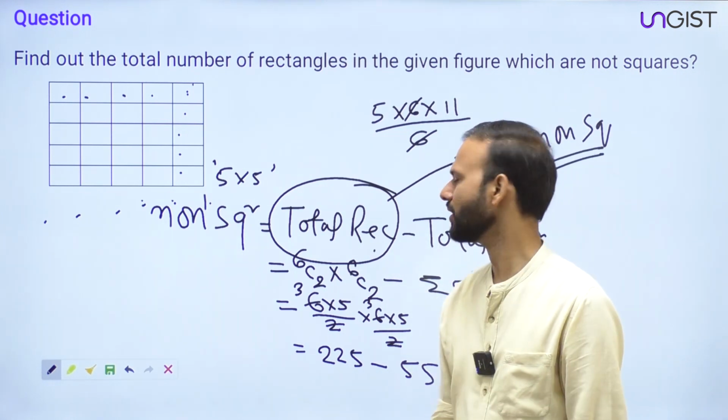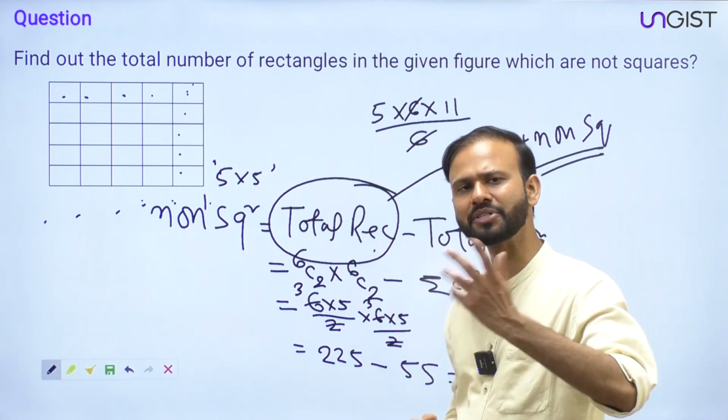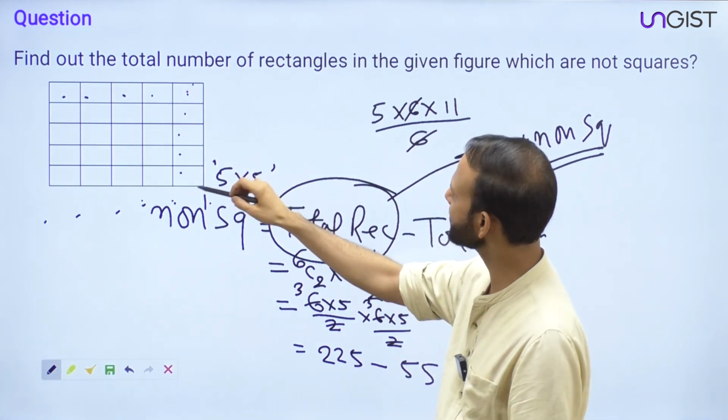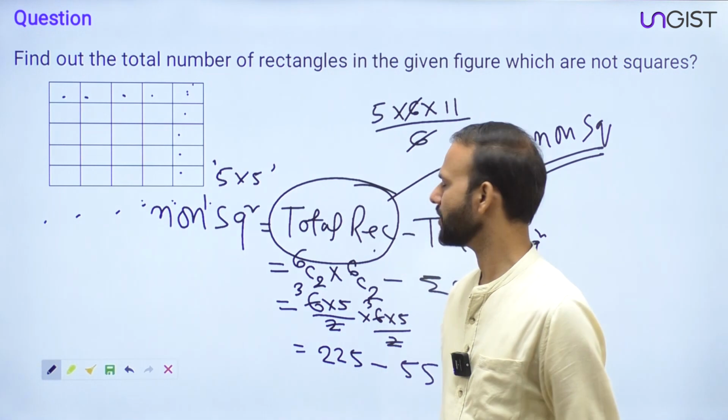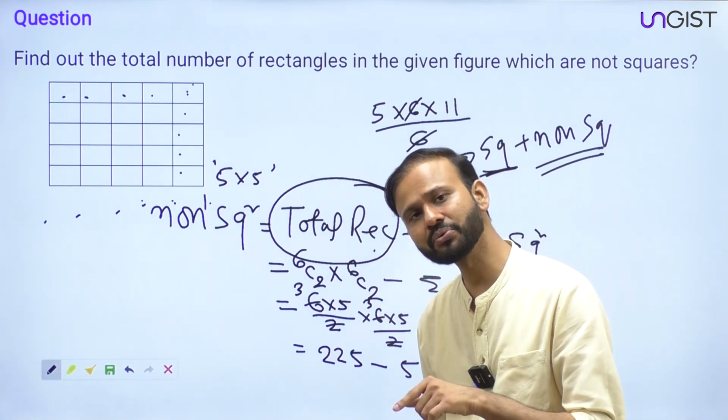That's it, right? So total rectangles is what? NC2 into MC2, which is NC2 into NC2, right? Here 6 lines are intersecting 6 lines. So the total number of rectangles will be 6C2 into 6C2. And the total number of squares, this is what?